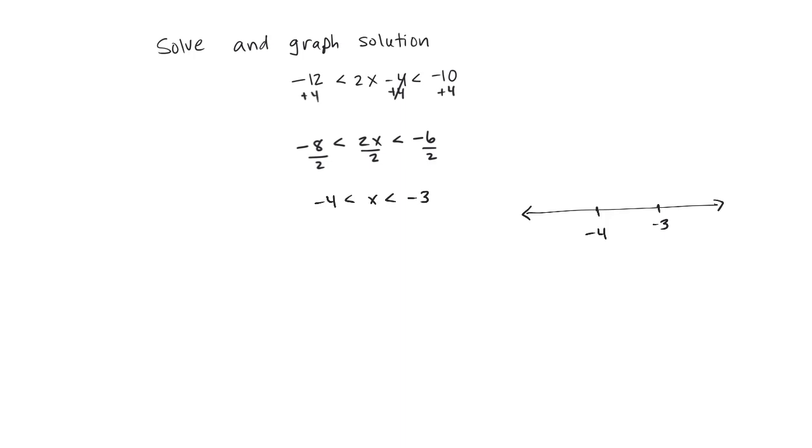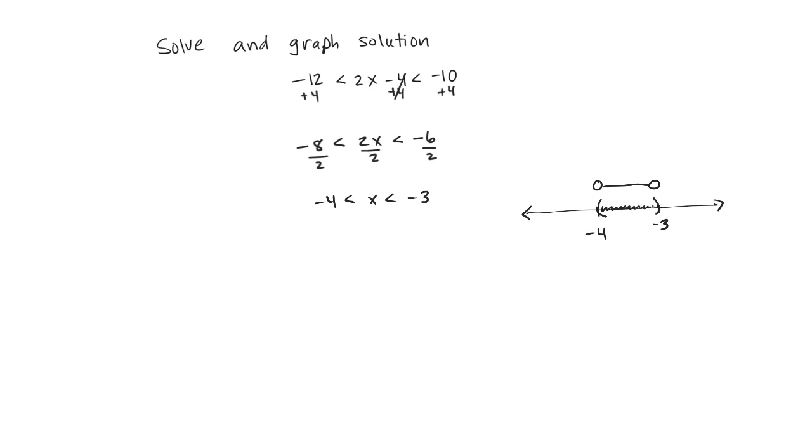Because these are just less than, not equal, using the circle notation, it would be all the solution from negative 4, not including negative 4, up to negative 3, not including negative 3. Now if you wanted to use the other way of graphing, you can use parentheses.